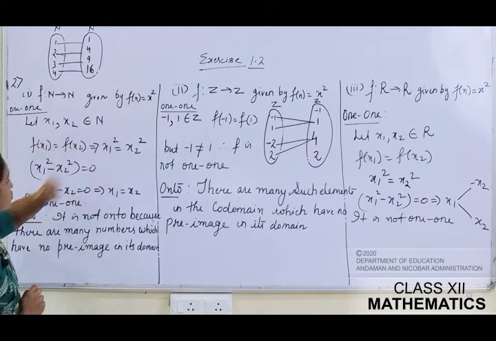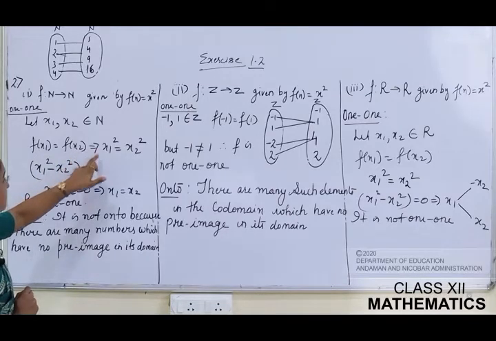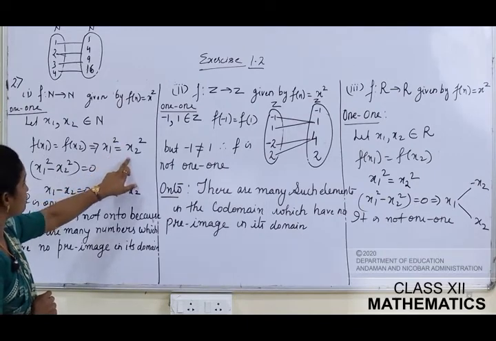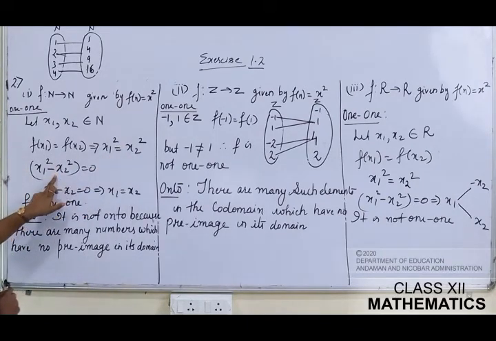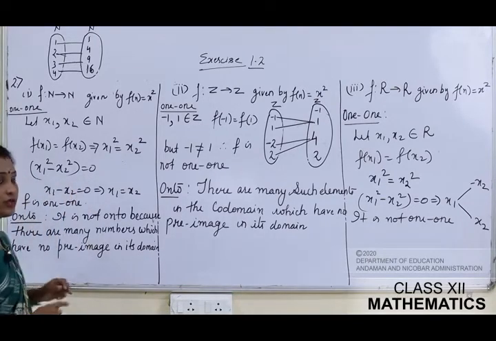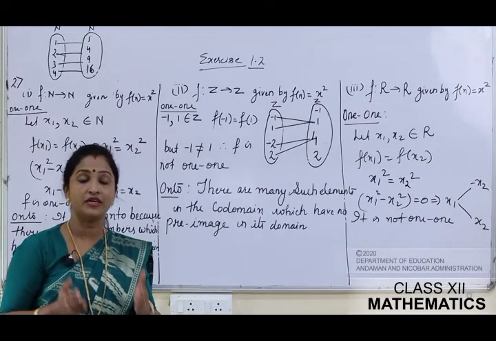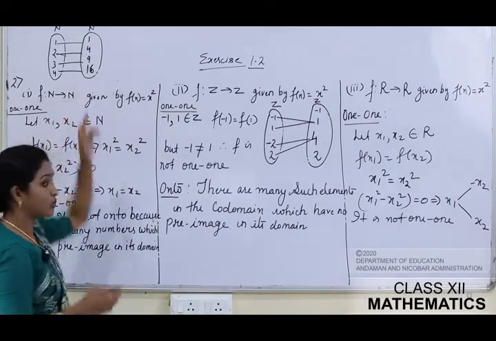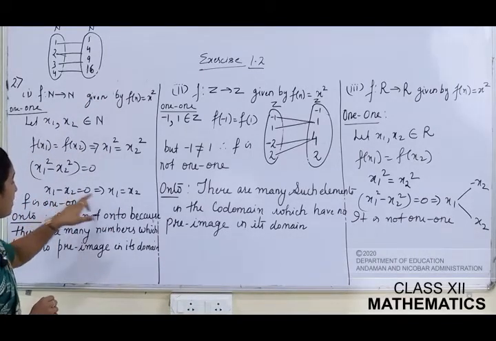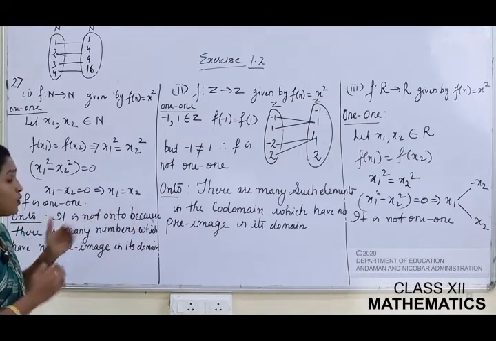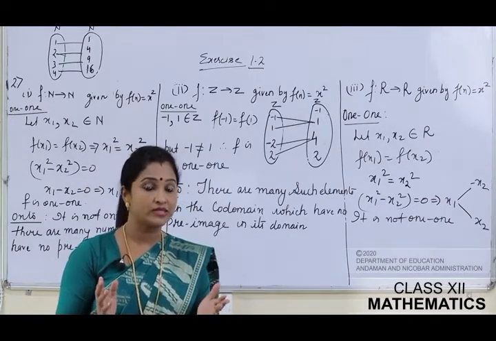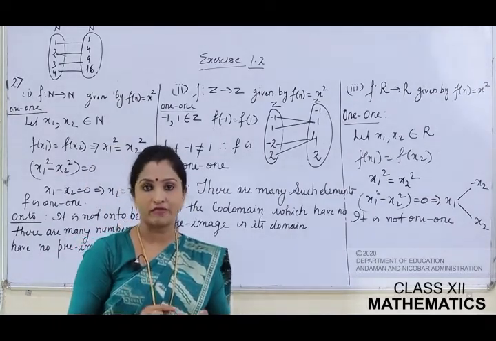Let x1, x2 belong to N. f(x1) is equal to f(x2) implies that, what is the value of f(x1)? x1 square. So it is x1 square is equal to x2 square. Now you will take x2 square to this side, you get the expression x1 square minus x2 square is equal to 0. Here we will not take x1 is equal to minus x2. Why? Because we are talking about natural numbers, only positive numbers. So we will take only x1 minus x2 is equal to 0, and that implies x1 is equal to x2. Now when f(x1) is equal to f(x2) implies x1 is equal to x2, what does this mean? This means that f is a 1 to 1 function.